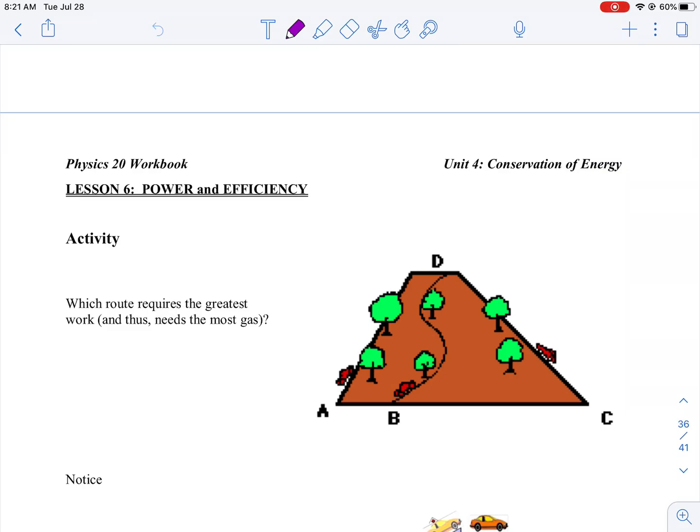Okay, welcome back to Love and the Physics with Mr. Goldthorpe. So here's our last lesson for energetics. We're going to talk about power and efficiency.